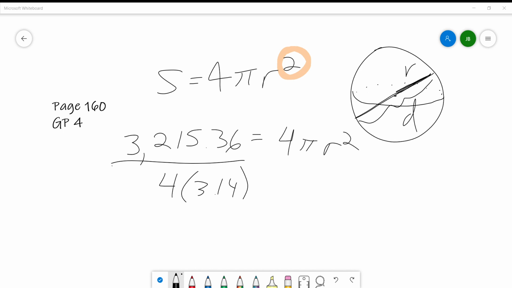So it's 256 equals r squared. The square root of 256 equals straight up r. So it's 16 centimeters.